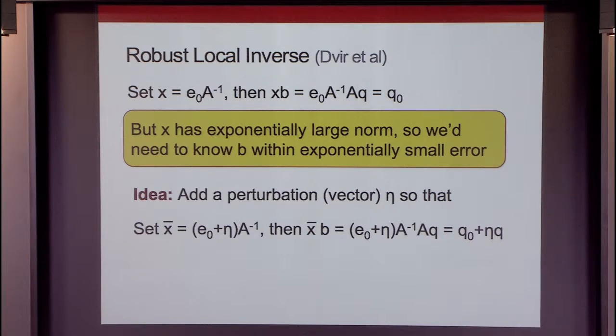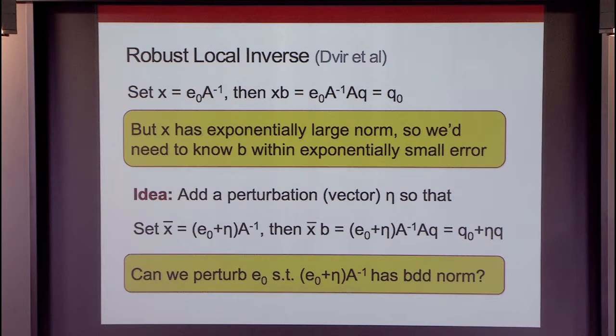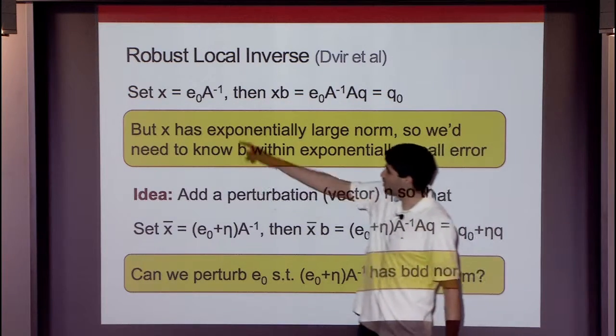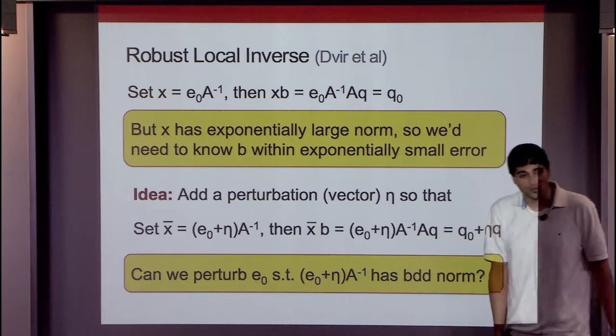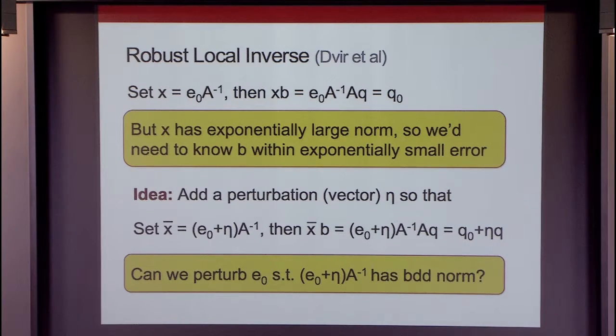Good question. So this is the strategy. It's called a robust local inverse. The fact that we only want to compute one value of q, q0, is going to allow us to do better than the inverse.